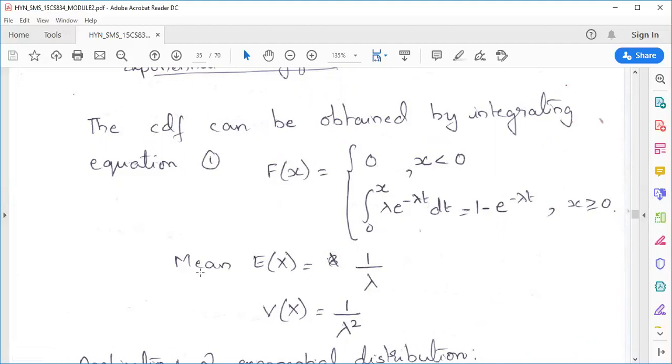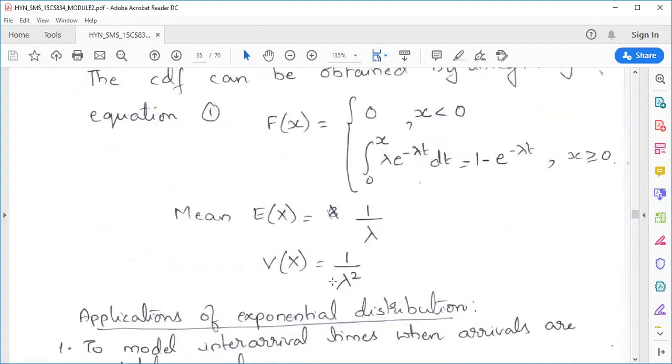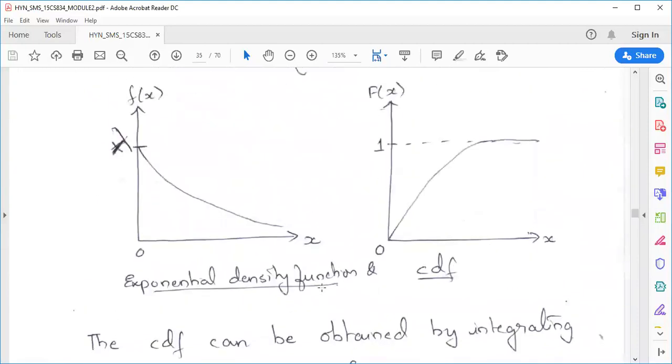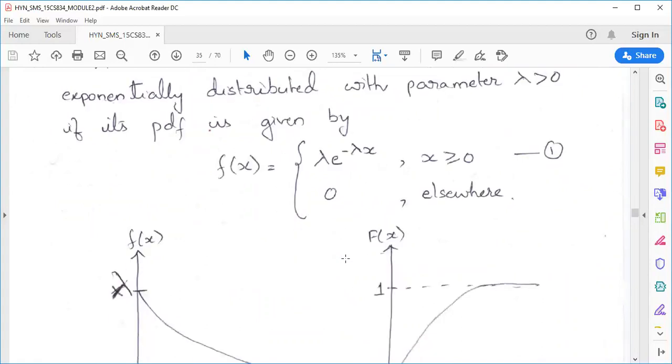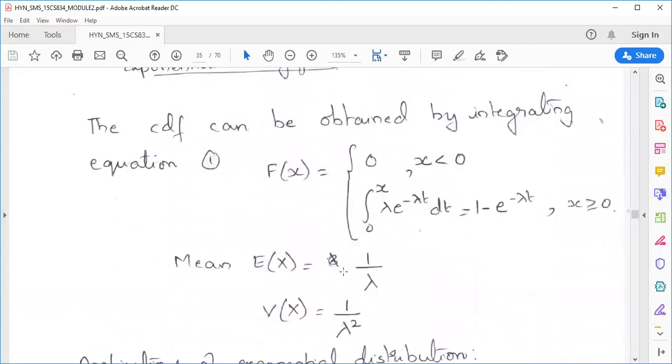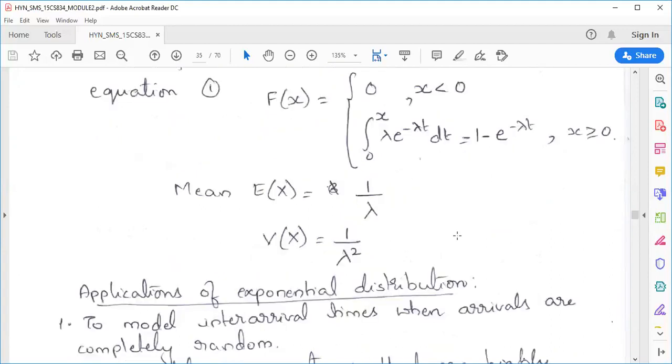The mean of exponential distribution is given by E of x is equal to 1 by lambda, and variance V of x is given by 1 by lambda square, right. You have to remember all these formulas if they ask for exponential distribution. The PDF is given by lambda e power minus lambda x and the CDF is obtained by integrating the PDF. We get it as 1 minus e power minus lambda x.